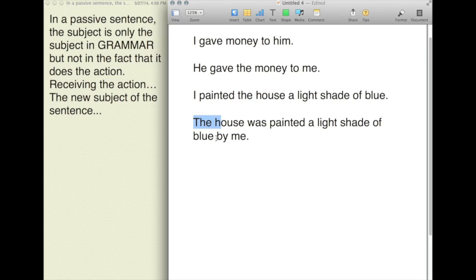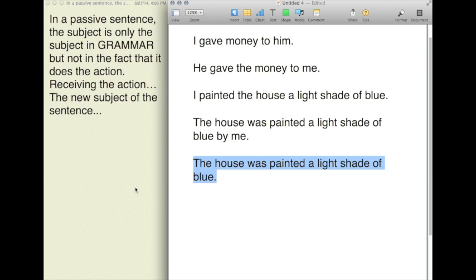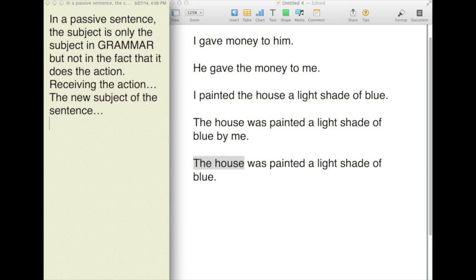Now, if we really don't care who did it, we can take this out. The house was painted a light shade of blue, and that's it. It's still a passive voice sentence because what was the object before is now the subject and is still the object of the verb. It is the subject of the sentence, but it's still the object of the verb. That means it is getting the action, not doing the action.